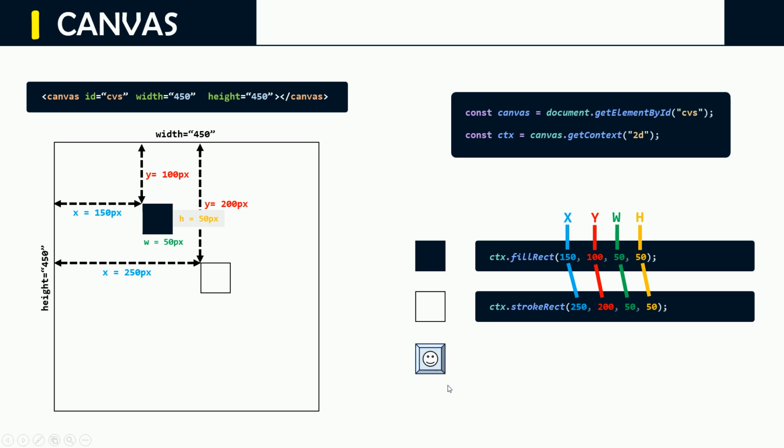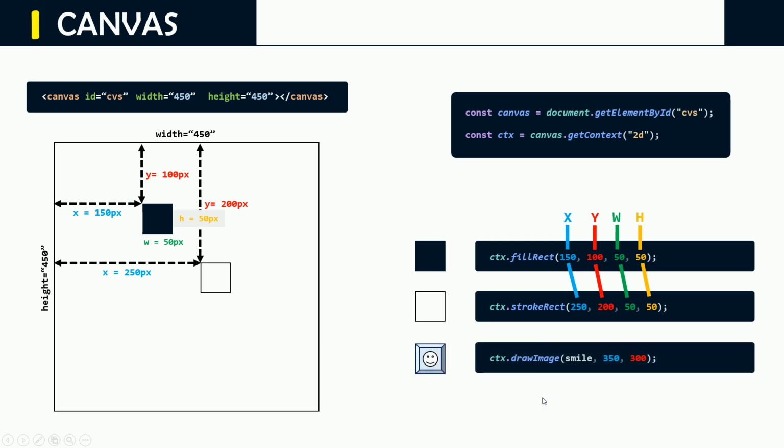And also to draw an image, we're going to be using the drawImage method. It takes in the image itself, the image object, and the X and Y position. Same as here, 350 pixels from the left for X and 300 pixels from the top for Y. So our image will be drawn in this position.